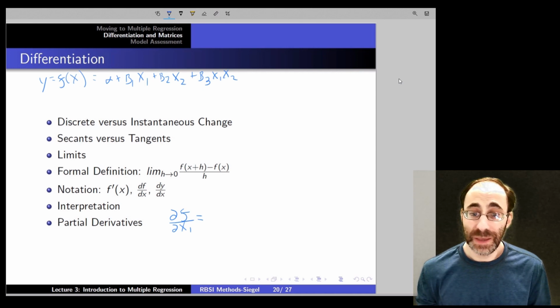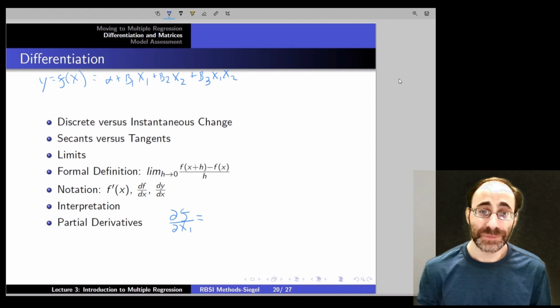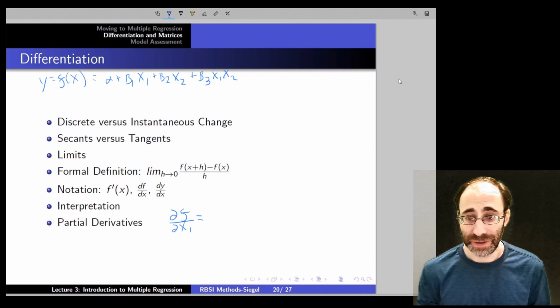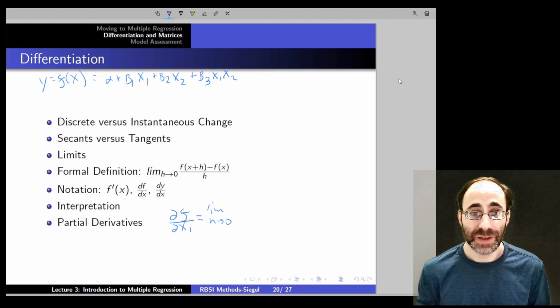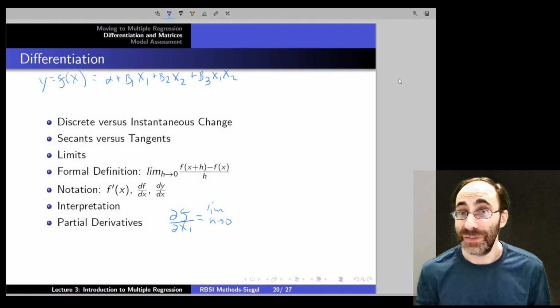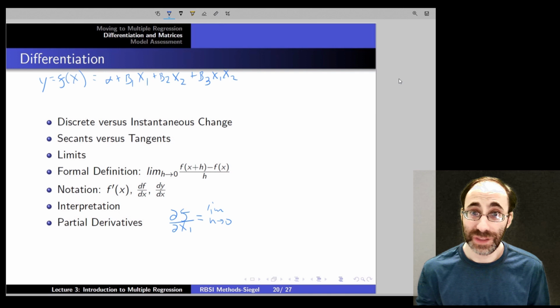So here we take a derivative of each individual point. We can plug it in here, so let's just do that. So we have the limit as h goes to 0 of f of x plus h. Now it's f of x1 plus h. That's the only thing that varies here, x1. Everything else is a constant. So we have alpha plus beta 1 x1 plus h.